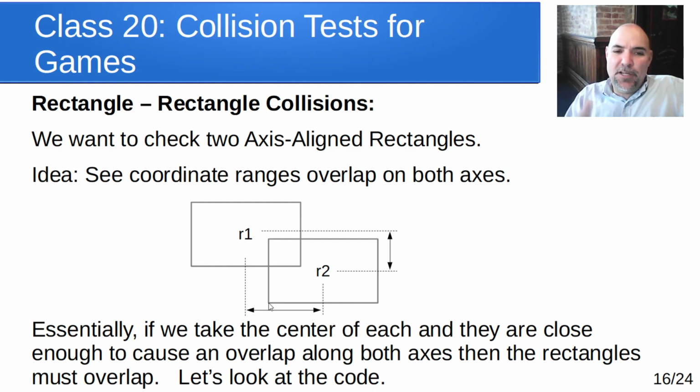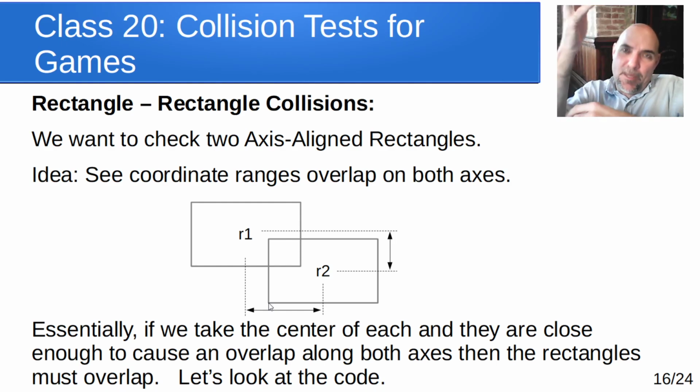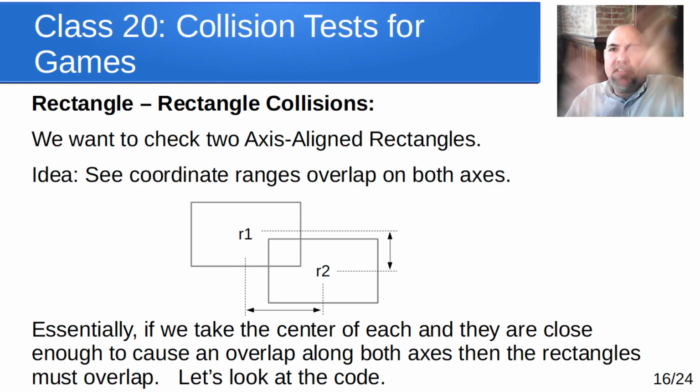But there's an easier way to do that because that has a lot of cases. Rectangle 1 could be on the left, it could be on the right. Rectangle 2 could be on the top or it could be on the bottom, and so you have to test that in all of those different cases. The way I like to think about this, and the way I'm going to implement it here today, is think about it kind of like the circle test.